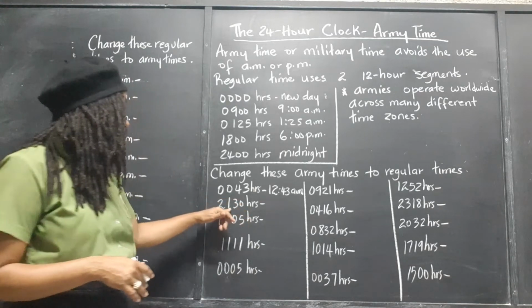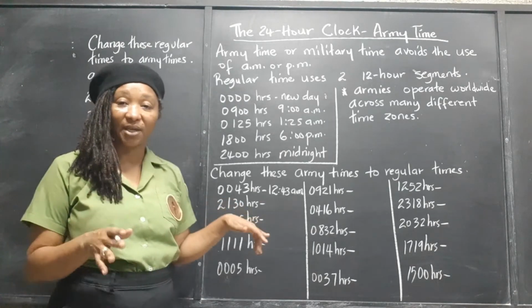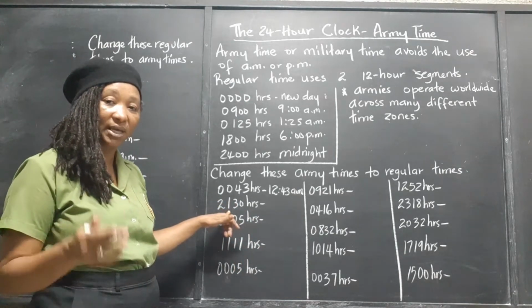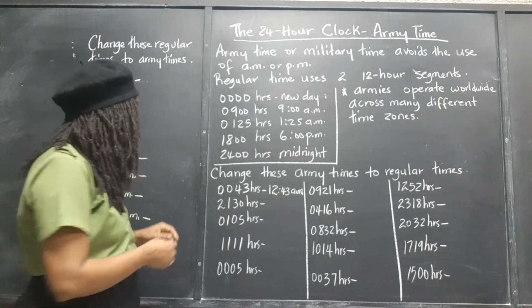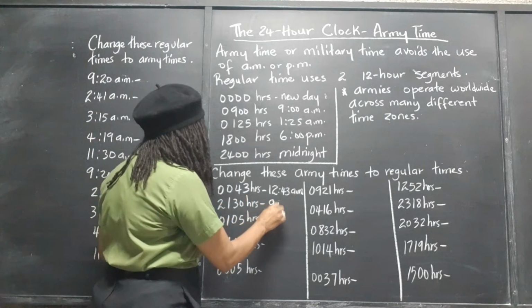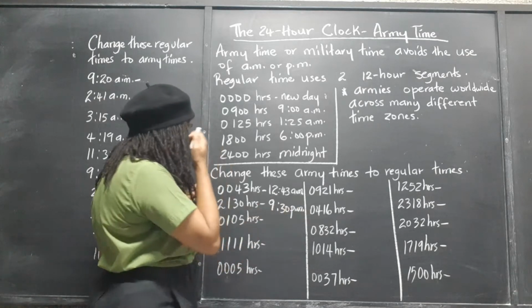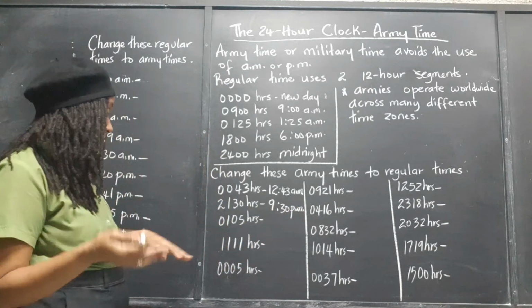21:30. Now, 21, remember we said we're to take 12 from the first two digits. So 21, take away 12. That would be 9. So this is 9:30 p.m. Once it passes 12, it's p.m. in our regular time.